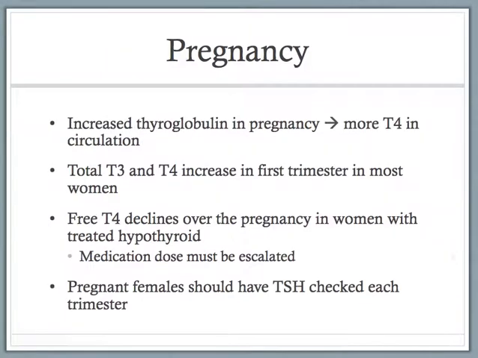All right. Okay. As I've said, pregnancy is going to require more iodine. Women need to make more thyroglobulin, more T3, T4. All women during the first trimester are going to have an increase in thyroglobulin to provide for the embryo at that point in time. You'll see T3, T4 go up, and then the free T4 will decline over the pregnancy in people with hypothyroid disease.